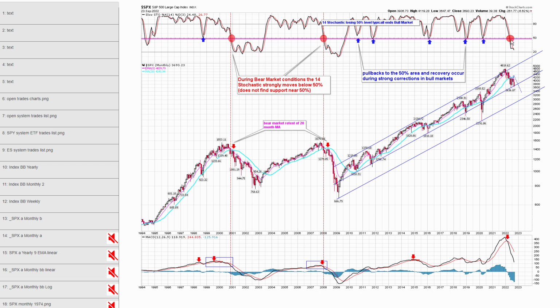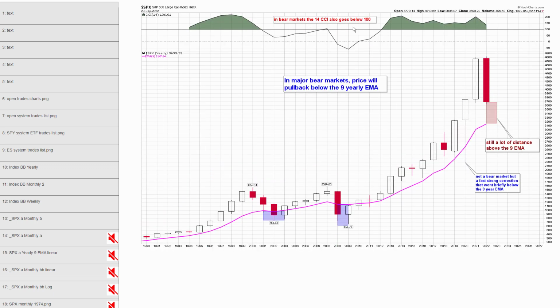Again, we confirmed a bear market well before that, in advance. We confirmed it back in January. This fell later on, I think March, April sometime. But next. Chart 15, here's a yearly view of the S&P.